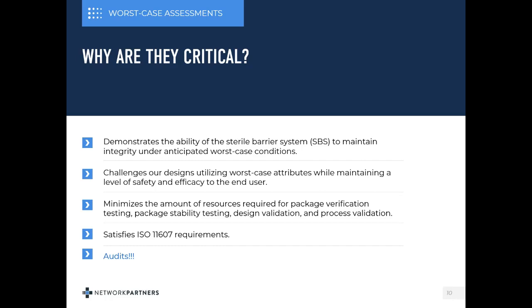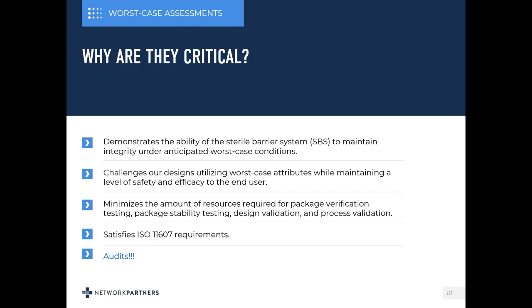For us, it's important because it demonstrates the ability of the sterile barrier system, or the SBS, to maintain that integrity under anticipated worst case conditions. And I have some examples of that throughout this presentation. It also challenges all this hard work that we're doing, putting it into our design and development work, utilizing worst case attributes while maintaining a high level of safety and efficacy to the end user.